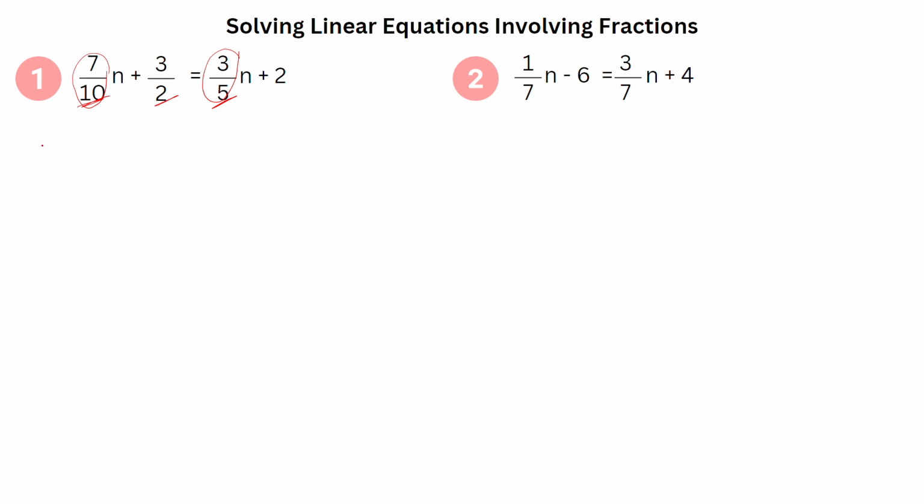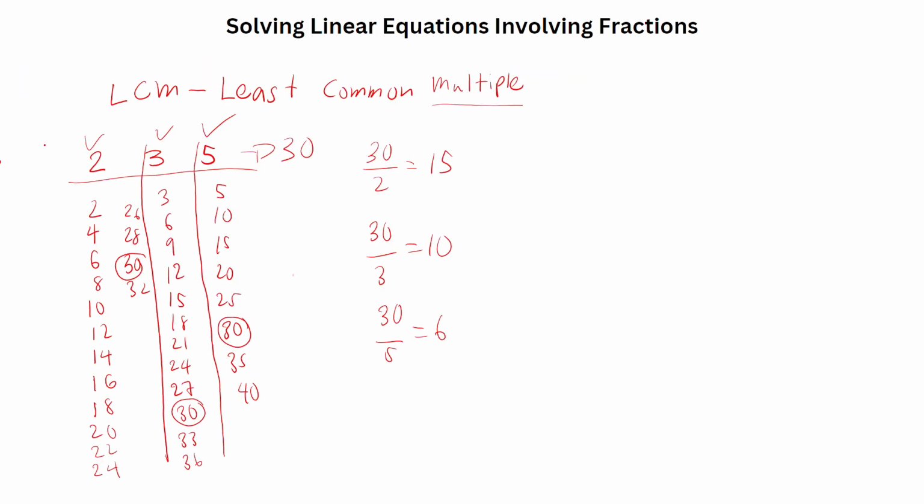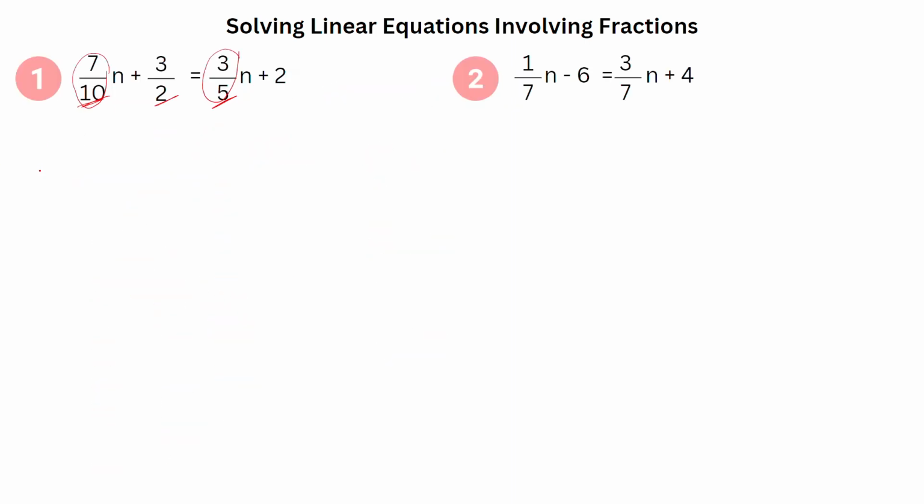So 10, 2, and 5. What is the LCM of 10, 2, and 5? Again, now you can use the method by listing. But to save time, actually, the LCM of 10, 2, and 5 is 10. Sir, why 10? 10 because 10 is the smallest number divisible by 10. Let's check. Divisible by 2. Let's check. Divisible by 5. Let's check. 10 is the smallest number divisible by 10, 2, and 5.